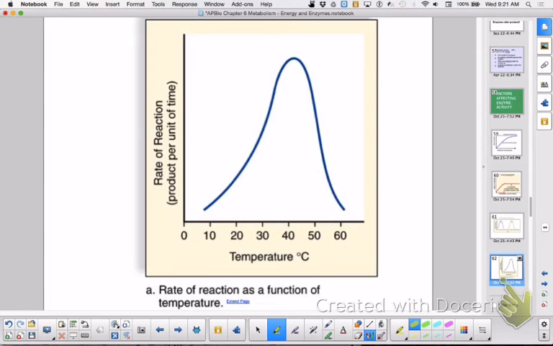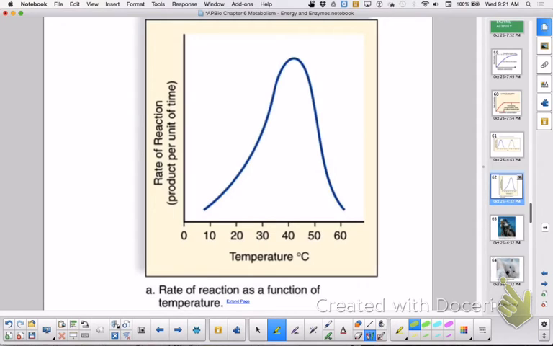Okay, I saw a hand somewhere. No? All right, so specific pH, specific temperature, go to your notes.